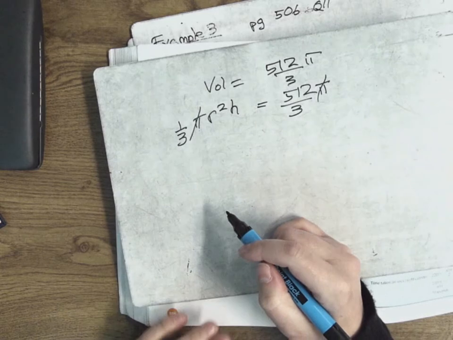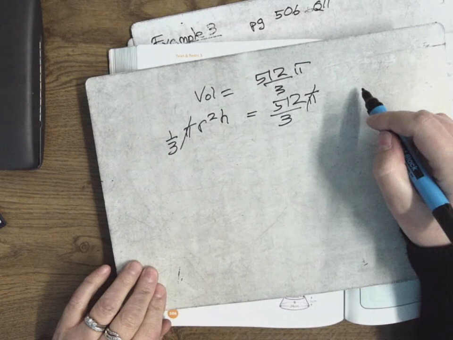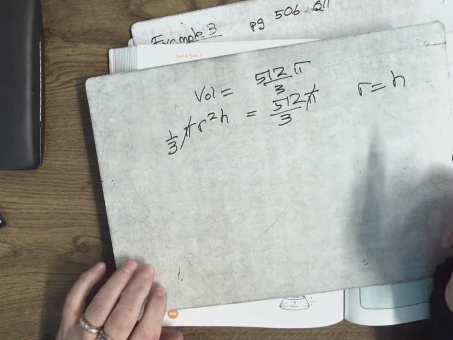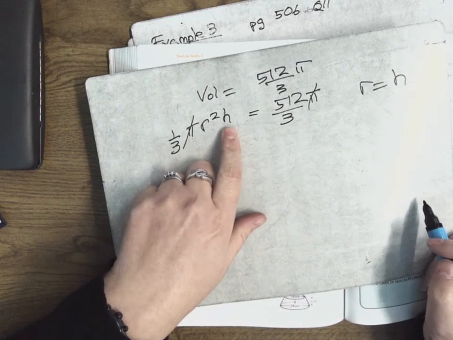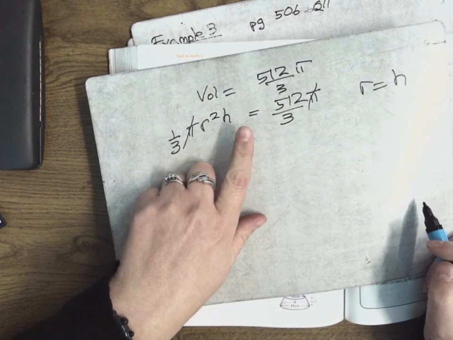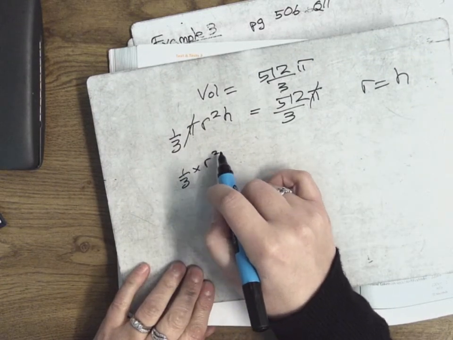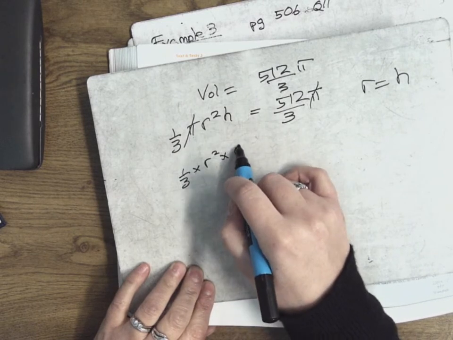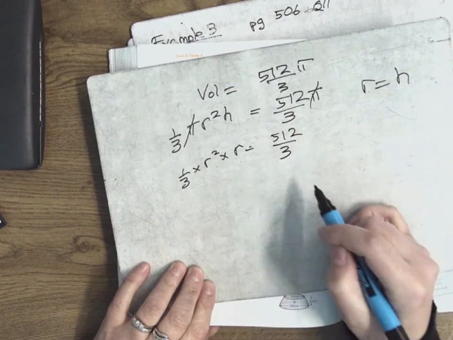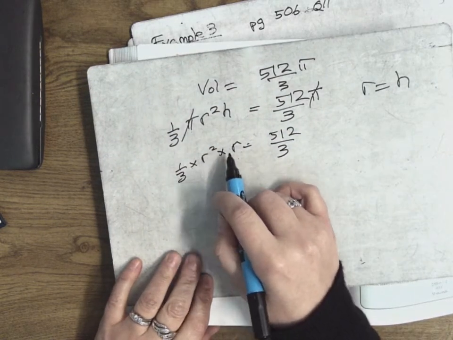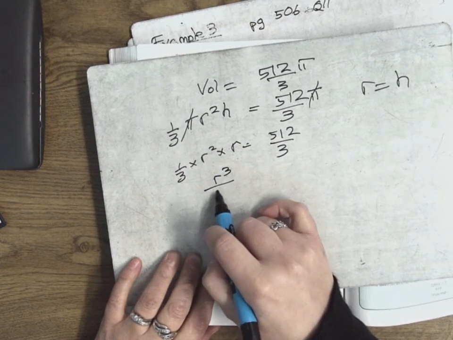Right? Okay. Now what they're telling me is the radius and the height are the same. So instead of that height, what could I put in? A radius, couldn't I? Because the height and the radius are the same. So 1/3 multiplied by r squared multiplied by, instead of height, I'm writing radius, equals 512 over 3. Is that okay? Right, what's r squared by r, please? R cubed. Right, by 1/3 is just over 3.